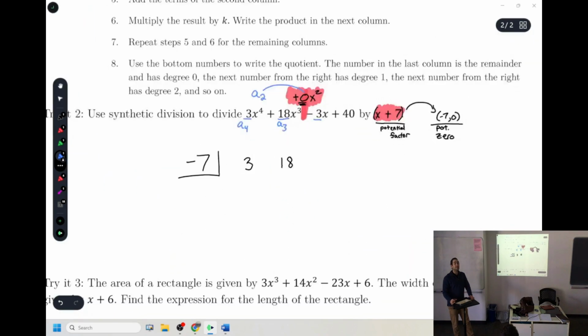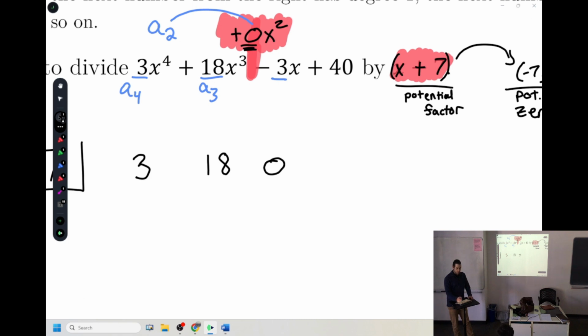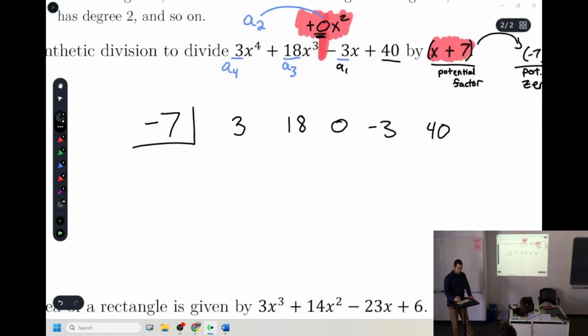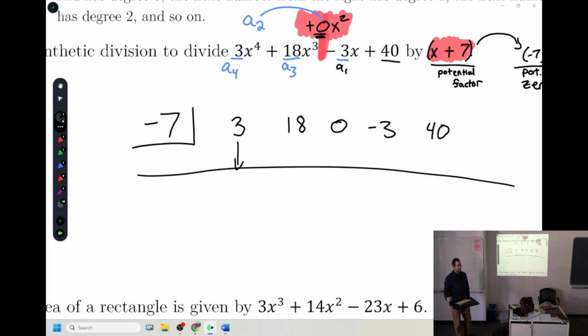Whereas if I said E X to the E, everybody would be like, I don't know how many that is. Let me count. A, B, C, D, E, right? It's a little harder for our brains to wrap around the numbers. So we have to put a 0 there for our A2. We have to put a -3 there for our A1. We have to put a 40 there for our A0. And you remember the first step, which is the easiest step? You just draw a little arrow, a long line, and bring down the 3. Easiest step of the whole thing.